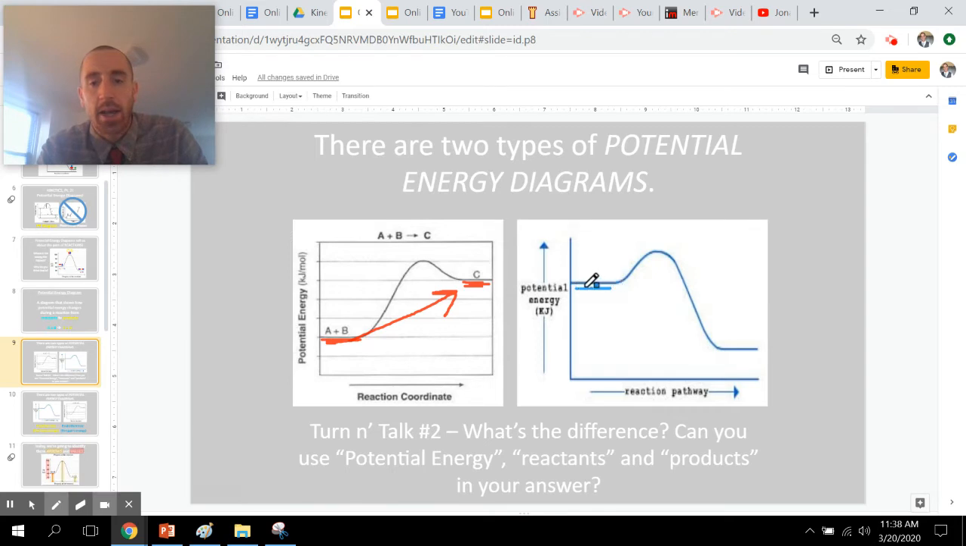You have a higher amount of energy on the reactant side, and you have a lower amount of energy on the product side, so the total amount of energy will actually decrease. So these are two big differences. The potential energy of the reactants is lower than the potential energy of the products. And then over here, we're going to say the potential energy of the reactants is higher than the potential energy of the products. So you're going to need to know the difference.